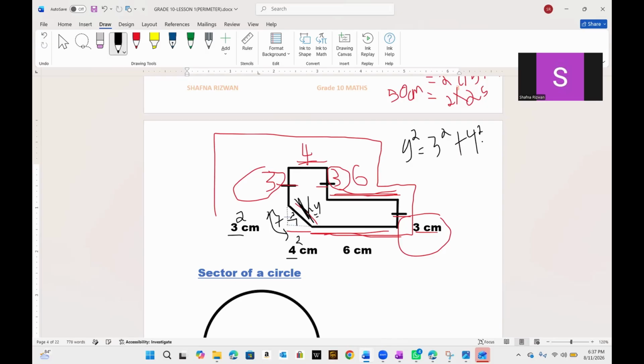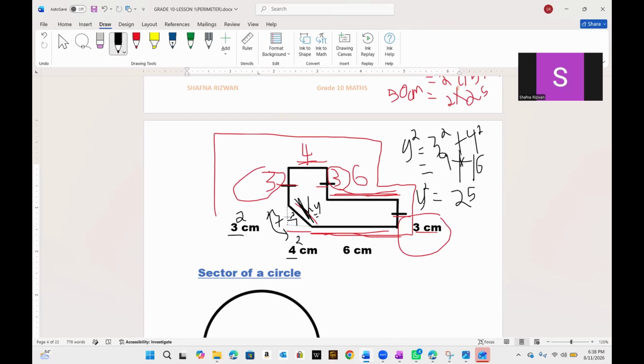Then how much will you all get? Then you all will get y squared equals to how much is 3 squared? 3 into 3 is a 9. So put 9 plus 4 into 4 is a 16. So put 16. Then 9 plus 16 is how much? 25. But here you all forgot, no? Here y squared equals to 25.